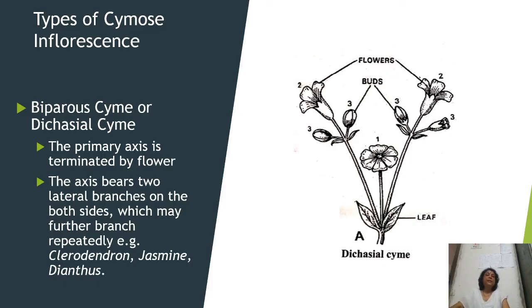Then the biparous cyme or dichasial cyme. In biparous or dichasial cyme, the primary axis is terminated by a flower. The axis bears two lateral branches on both sides which may further branch repeatedly. Examples: Clerodendron, Jasmine, Dianthus, etc. It is a diagrammatic figure of the dichasial cyme.